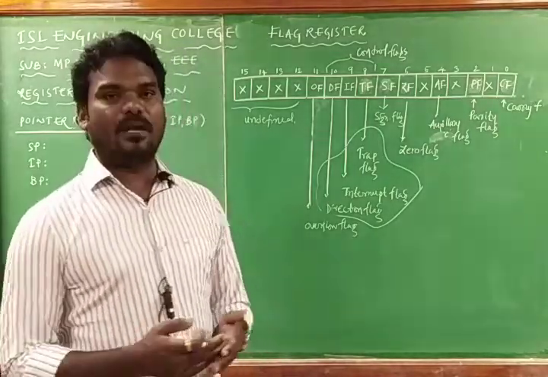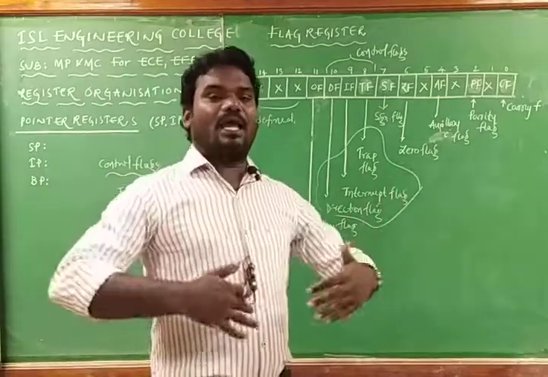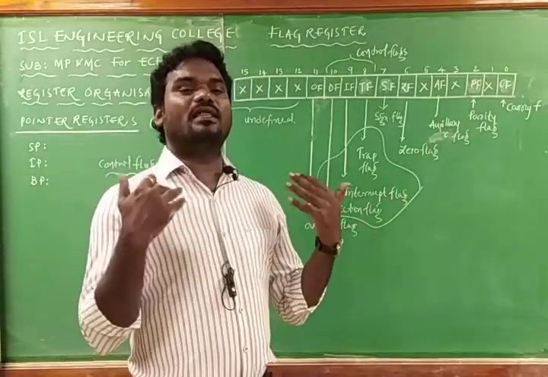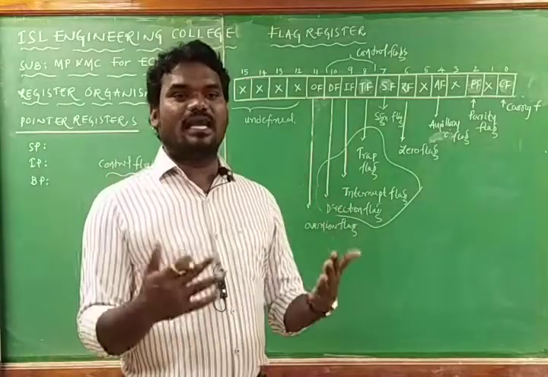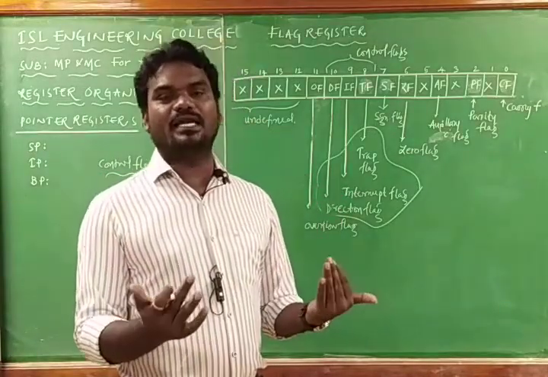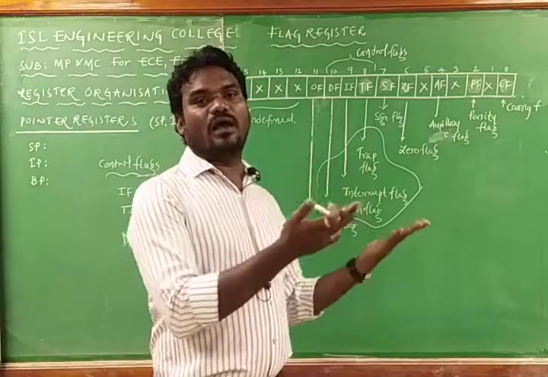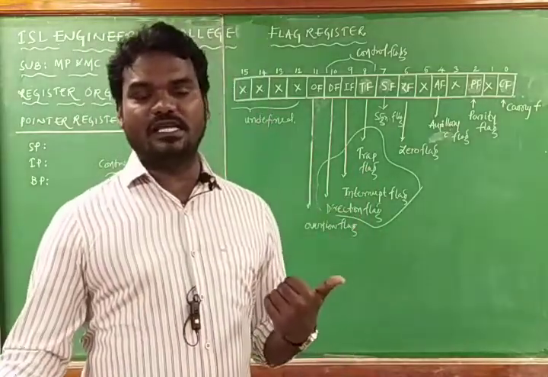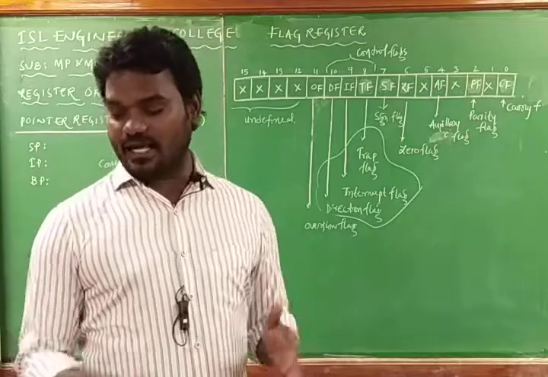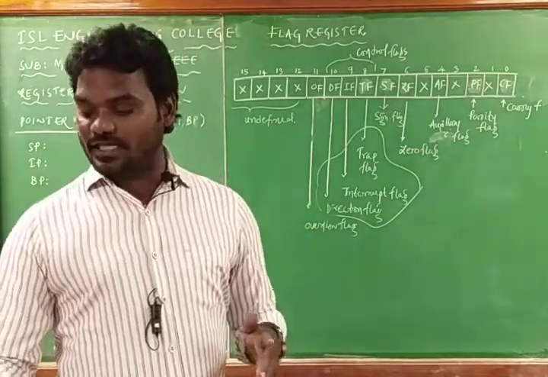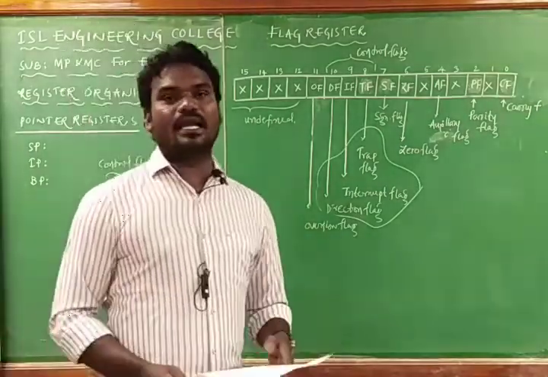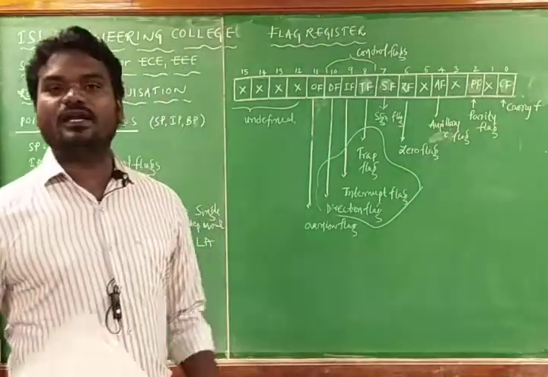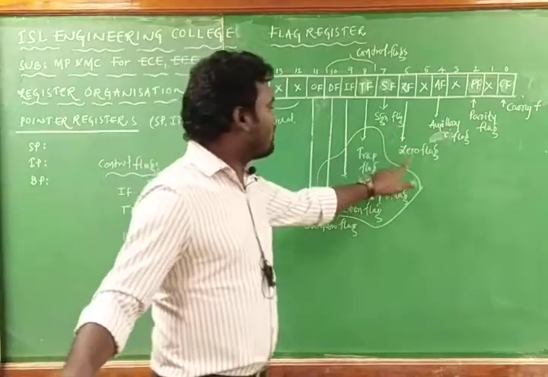Mostly this will not be possible. If you are going with addition or subtraction, if you get the result as 0, that will be set to 1. Otherwise it is reset to 0. That is, it is set to 1 whenever the result of an arithmetic or logical operation is 0. That is called the zero flag.